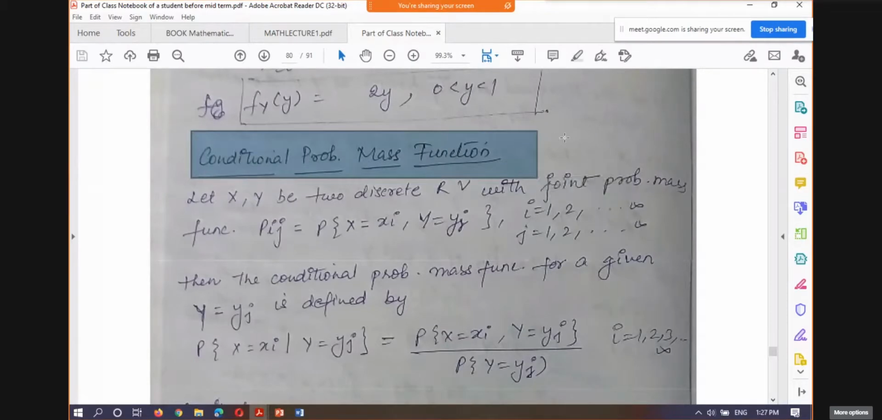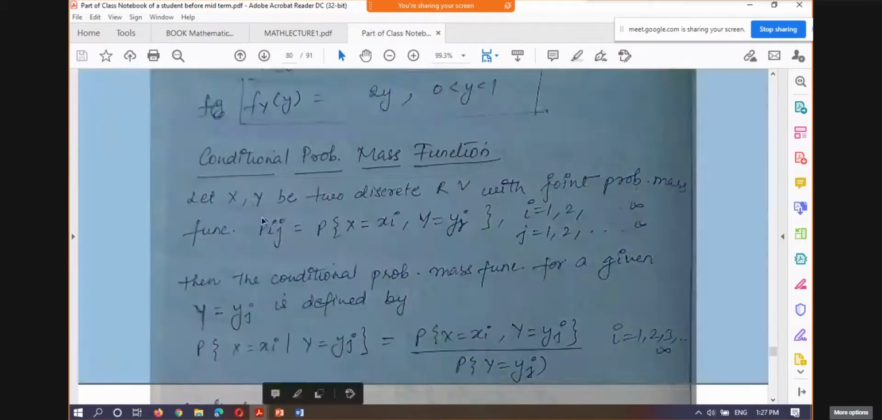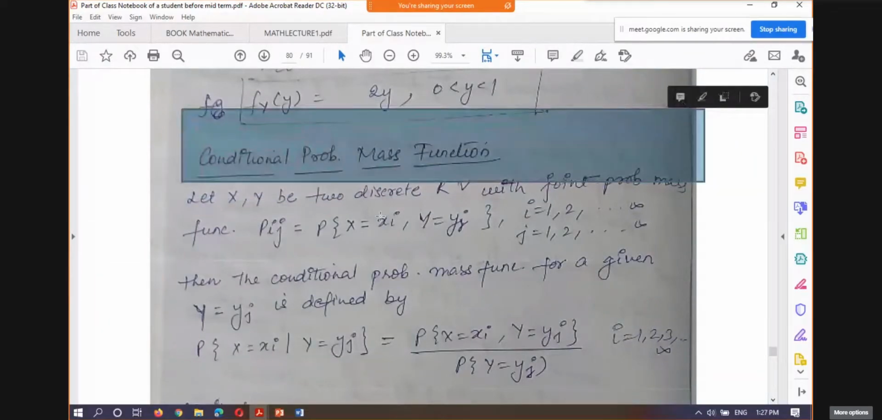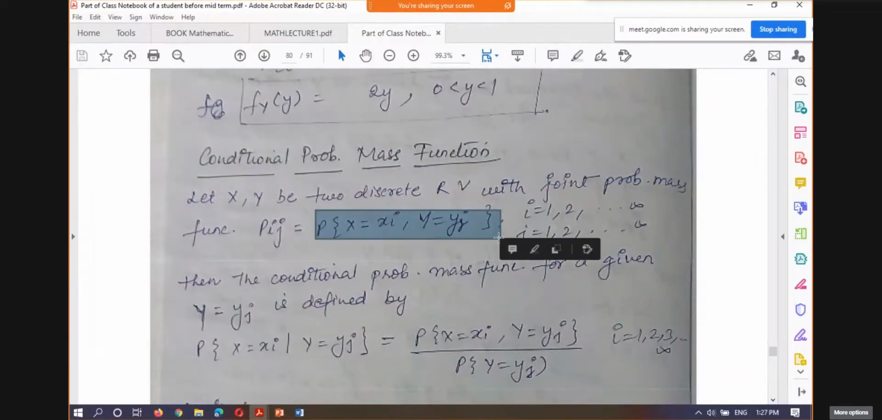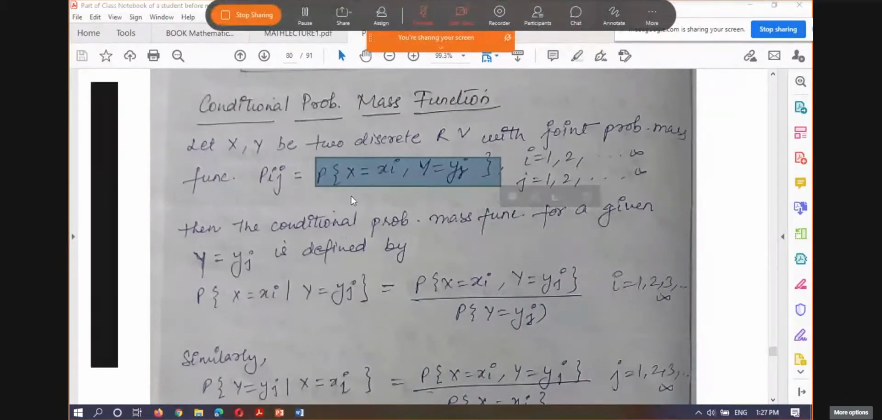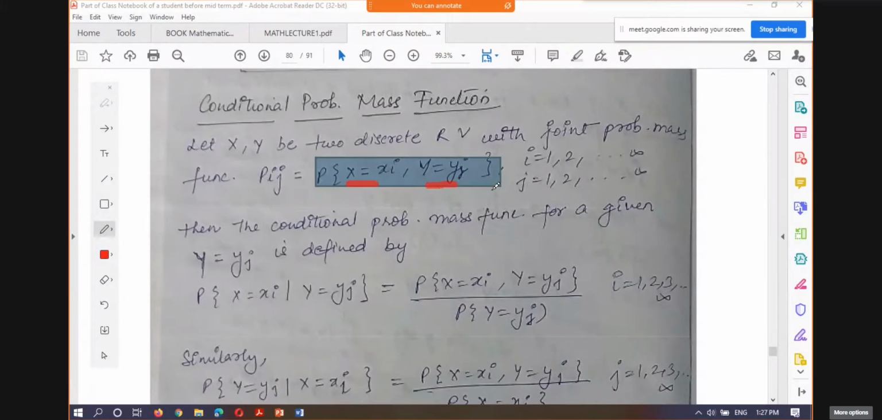So, let's first talk about the conditional distribution for the case of discrete random variables. Let X and Y be two discrete random variables with the joint probability mass function. So the joint probability mass function means this, the probability that X equals xi and Y equals yj.